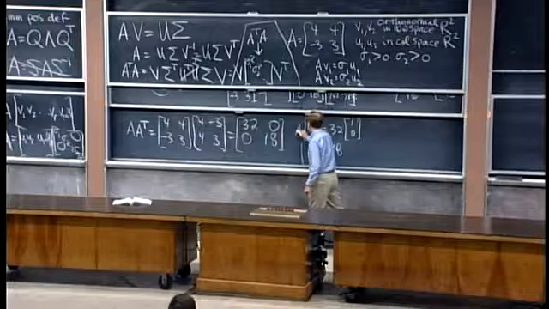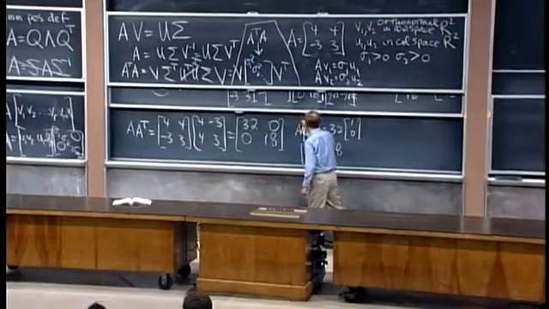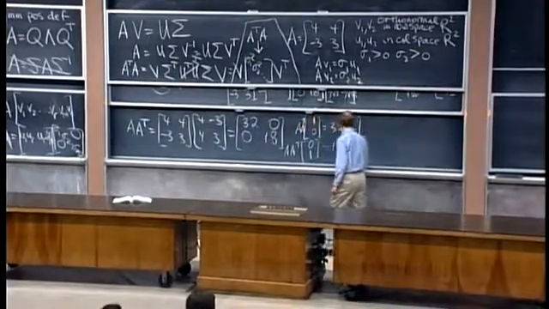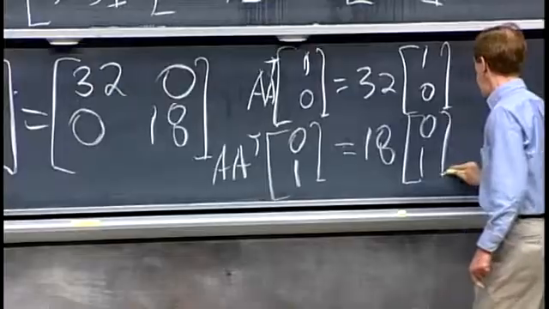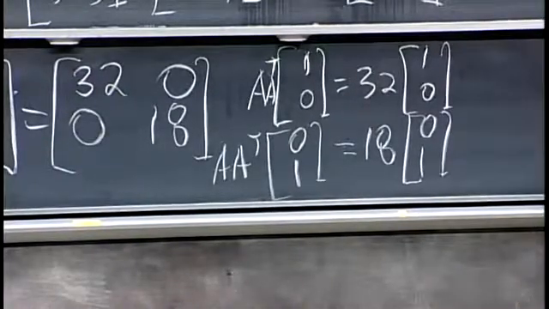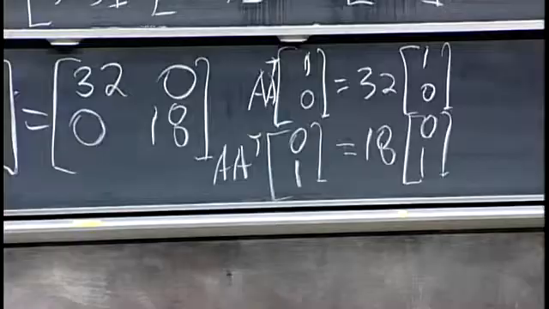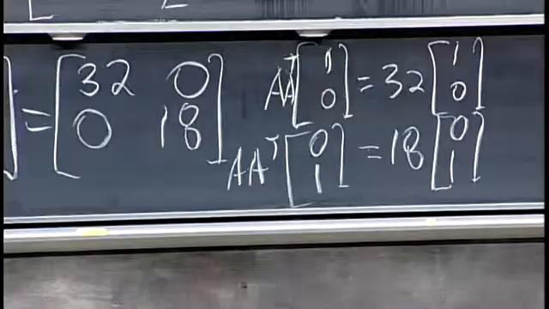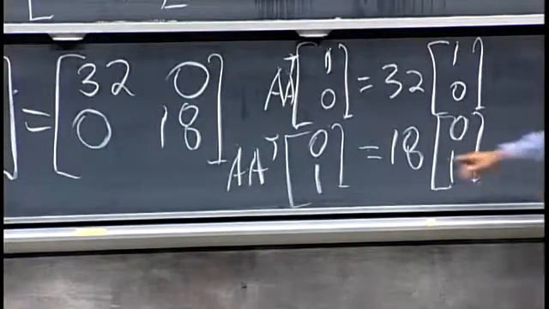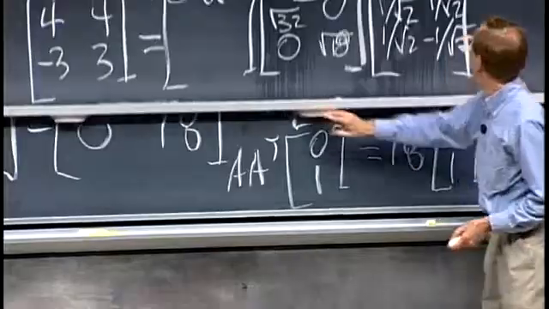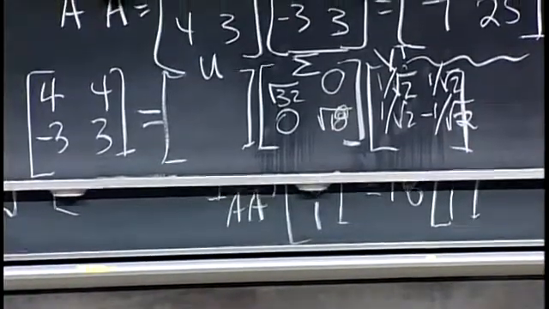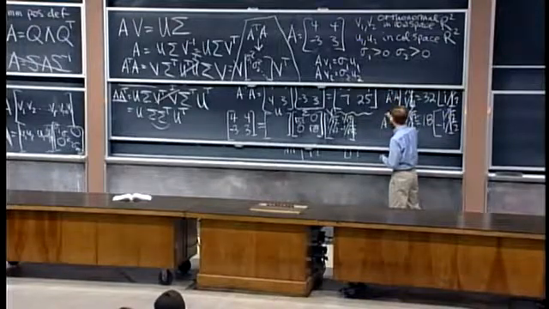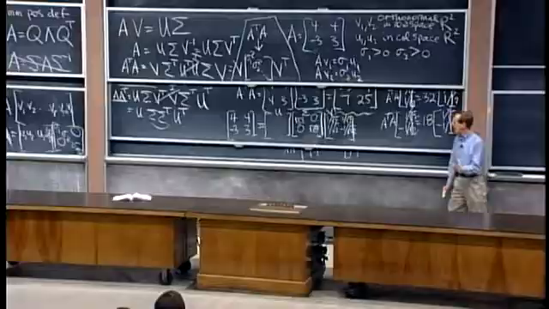So this is A transpose. Multiplying that gives me the 32. A transpose multiplying this guy gives me 18. First of all, I got 32 and 18 again. Am I surprised? Yeah, it's clearly not an accident. The eigenvalues of AA transpose were exactly the same as the eigenvalues of A transpose A. That's no surprise at all.